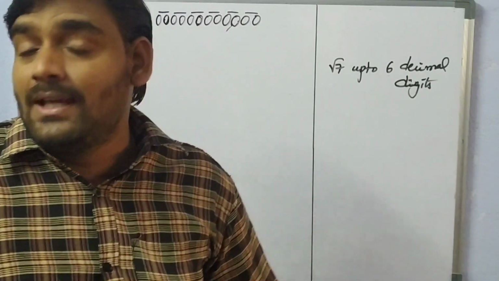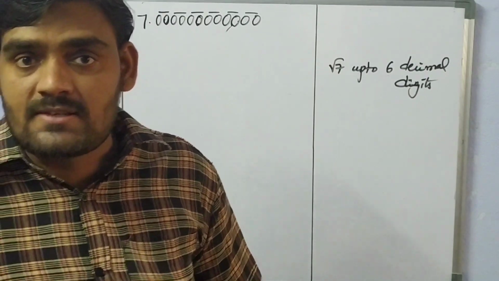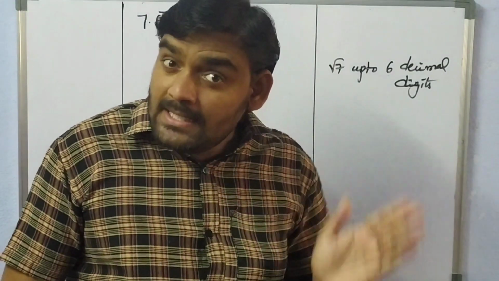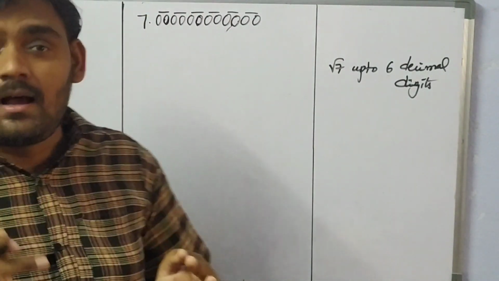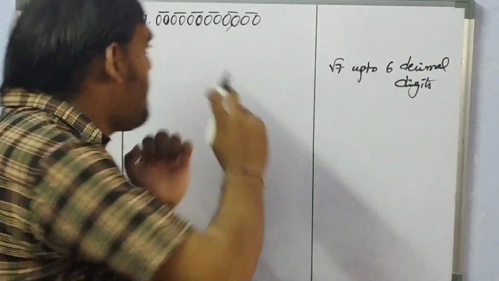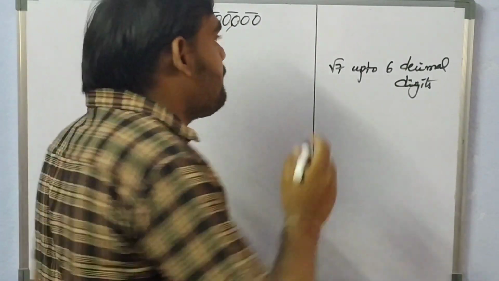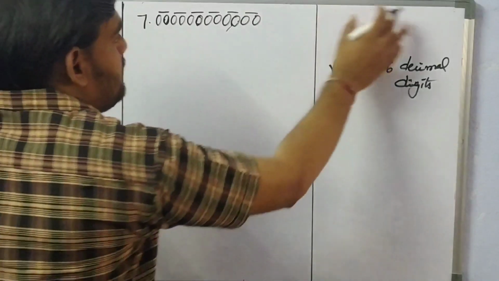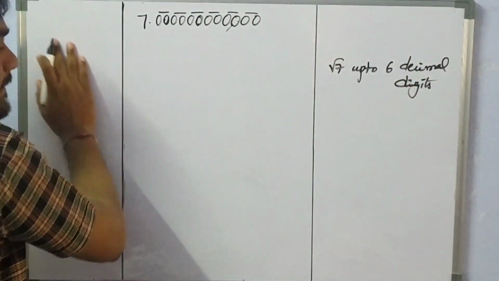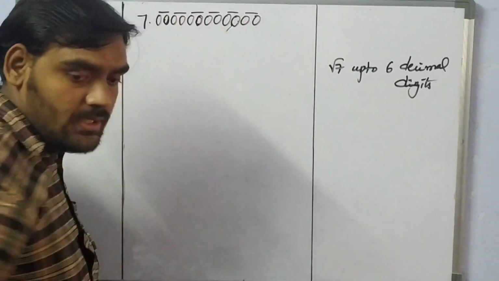If you take 4, 2 2s are 4. 4 is a perfect square. Like that only, if you take 9, 9 is also a perfect square. 3 3s are 9. But 9 is greater than 7. We must always take less than the number only. So here I am taking 2 2s are 4. This part is called quotient. This part is divisor. This part is dividend.